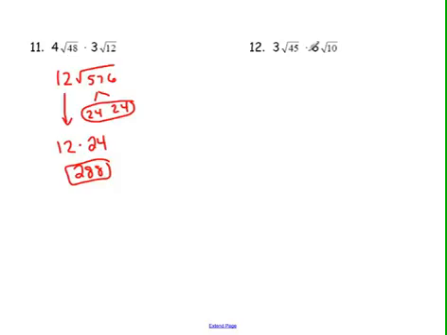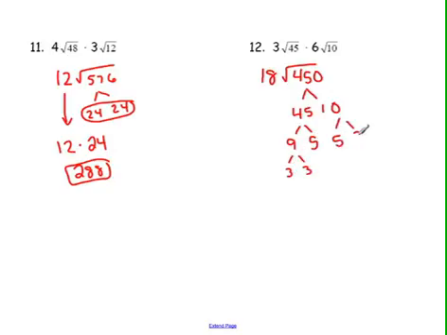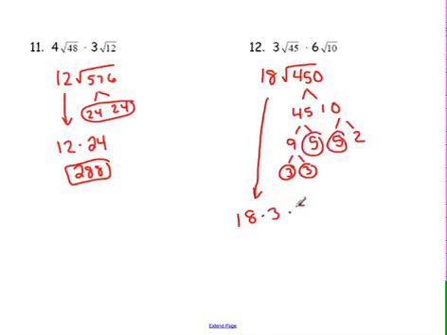Over here I have 3 times 6 is going to be 18. And when I multiply 45 and 10, I get 450. I can simply break that down. We'll just say 45 and 10. This becomes 9 and 5. This is 3 and 3. This becomes 5 and 2. These are my prime factorization here. So when I look at this, this gives me a pair of 3's that I have to put on the outside with my 18. So bring my 18 down, I have a pair of 3s, I have a pair of 5s, and what's left over is a 2. 18 times 3 times 5 should give me 270 times the square root of 2.